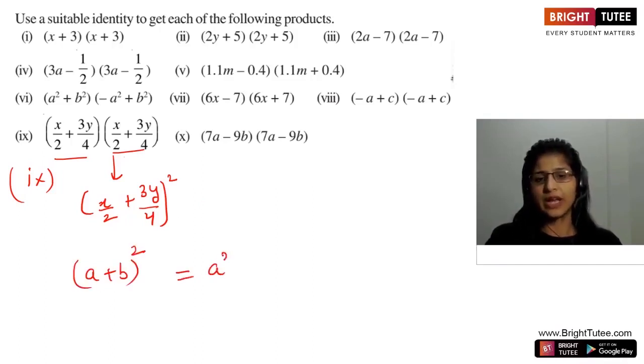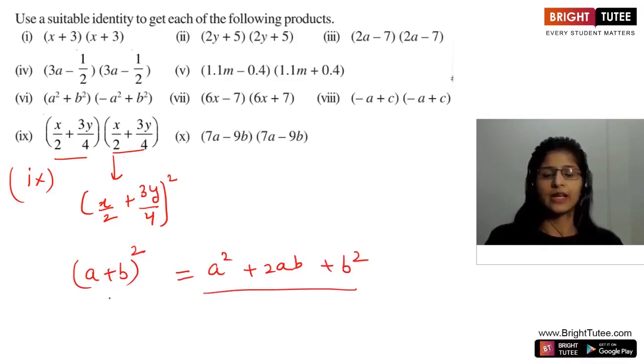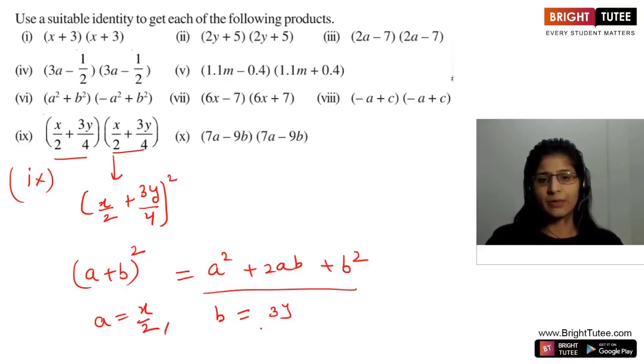And it is equal to a square plus 2ab plus b square. You need to remember the result. You have to learn it. Now, what is a here? a is x upon 2. And what is b? b is 3y upon 4.